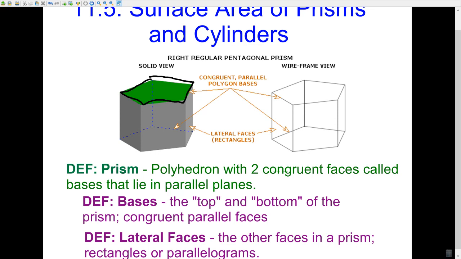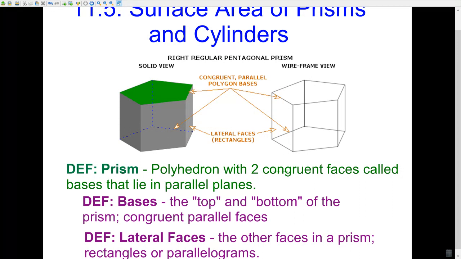The lateral faces, the other faces in the prism that are rectangles or parallelograms, like these squares that are all around the shape, that's what you don't want to use for your base. Those are the lateral faces. All right, very good. And we'll do some example problems so you know what I'm talking about.